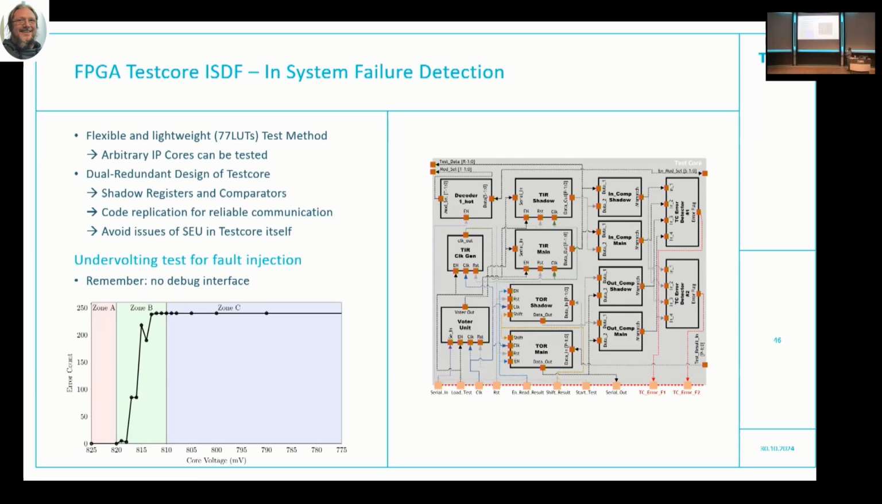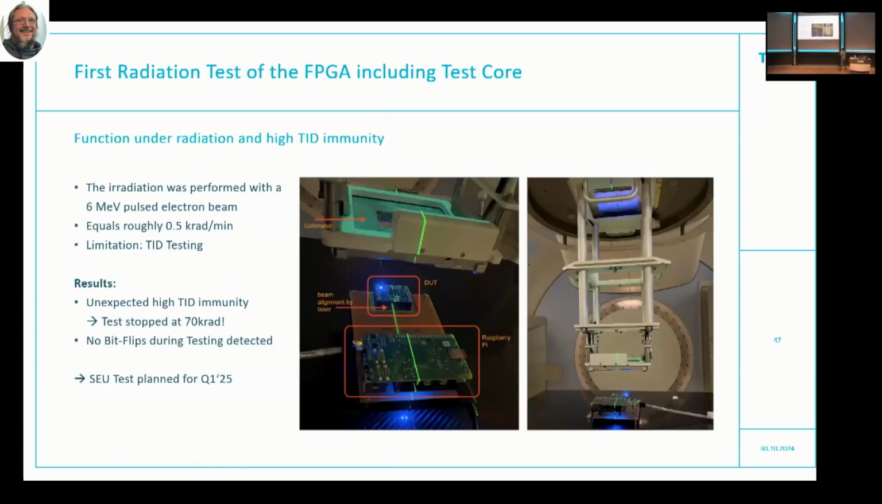The biggest issue that we had during testing was how to test, because radiation testing is really expensive. So we thought, okay, how can we do this? Fault injection is not possible, and we have no debug interface. So we came up with the idea of using undervolting. We reduce the voltage level, go much below the specified voltage level, and then we provoke errors on the device. And we actually see that our test core can detect these errors.